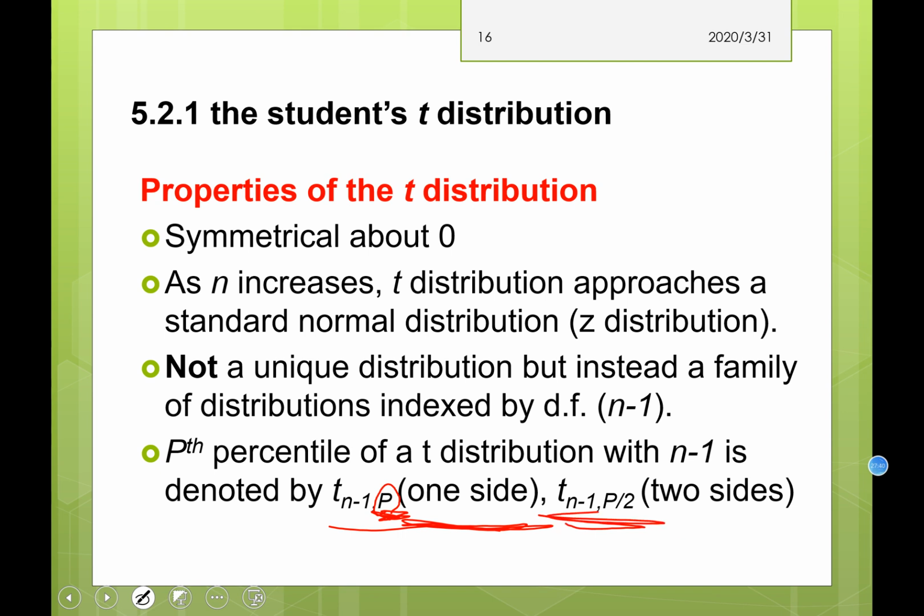We find that n-1 is still the degree of freedom, and we find that this is not p, it is half p. That means we have two parts of the area under the curve. The first part is on the left side and the second part is on the right side, and the left plus the right equals the p value. So that means on one side should be half p, and on the other side should be half p too. So we use this one to represent the t value of the two sides.